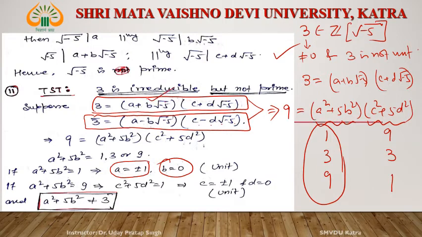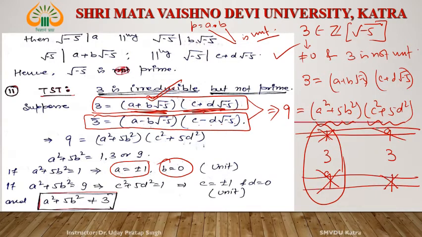We know the condition of irreducibility: P is equal to A into B, then either A or B is a unit. So 3 equals A into B. If A square plus 5B square equals 1, then this is a unit. If C square plus 5D square is equal to 1, then this is a unit. So these two possibilities are finished. This is not possible. What is A square plus 5B square? 3.